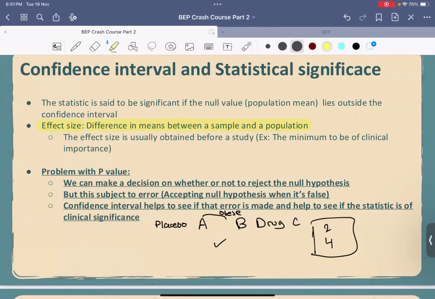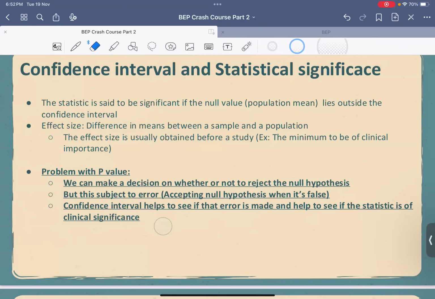And the effect size is usually obtained before a study. So for example, I want to make a study for, again, this drug, okay? And I say, if this drug doesn't decrease the weight by at least 10 kilograms, I don't want it, even if it's statistically significant, okay? So we put the clinically significant point at 10 kilograms. If it's more than 10 kilograms, then it's both statistically and clinically significant. If it's not more than 10 kilograms, then it's not, okay? I know I'm saying it all in words now, but it will make much more sense when we go to the graph, okay?